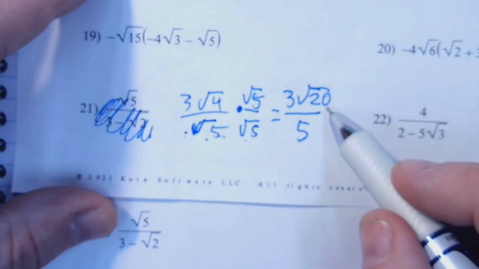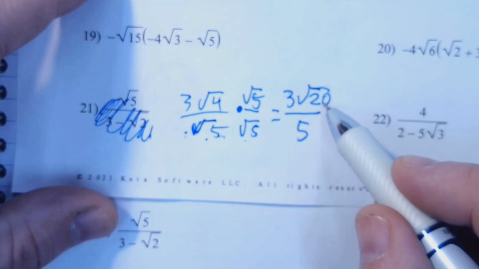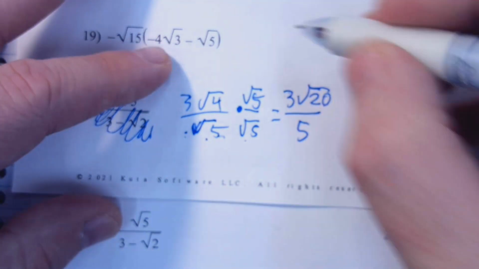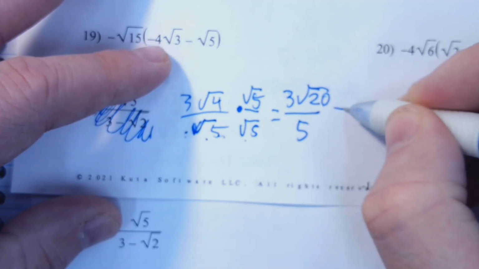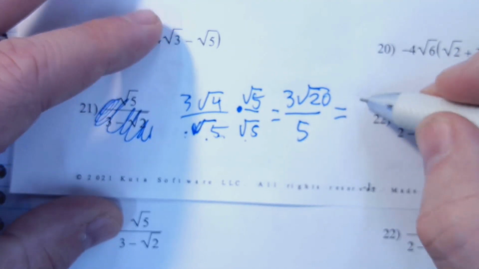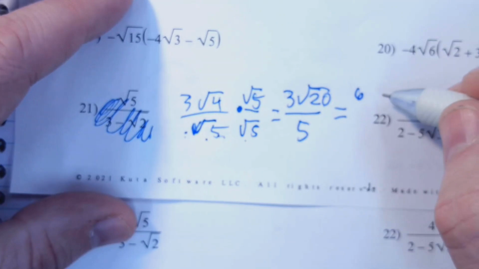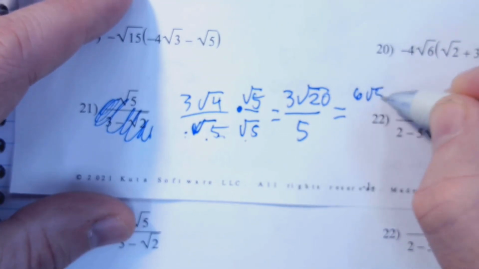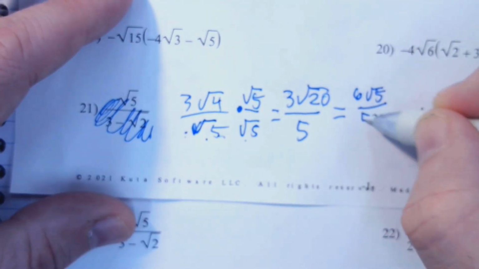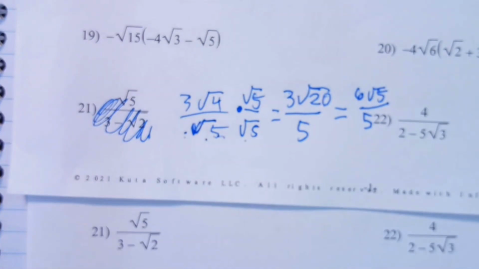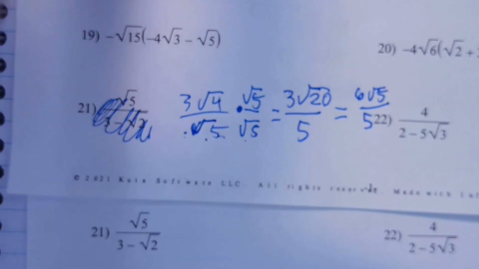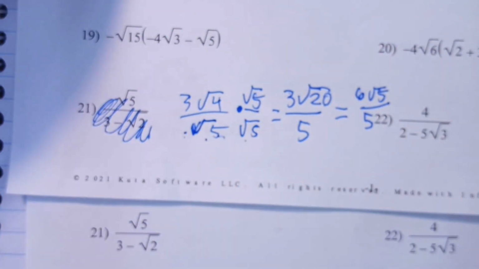And can you simplify this? We just went over 20, didn't we? So you can simplify this, and so your final answer here is going to be 6 radical 5 over 5. Okay? And we will have answers to all of these before you leave today, so you can have stuff to study.